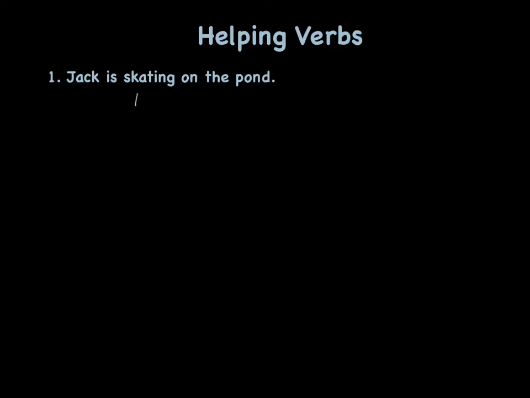But figure out the main verb first. Alright, correct. Skating is our main verb, so I'm going to put MV under there for main verb. Alright, next what I'd like you to do is identify the helping verb. Alright, correct. If you identified is as a helping verb, then you got that correct. Is helping our main verb of skating. Alright, let's try another one.